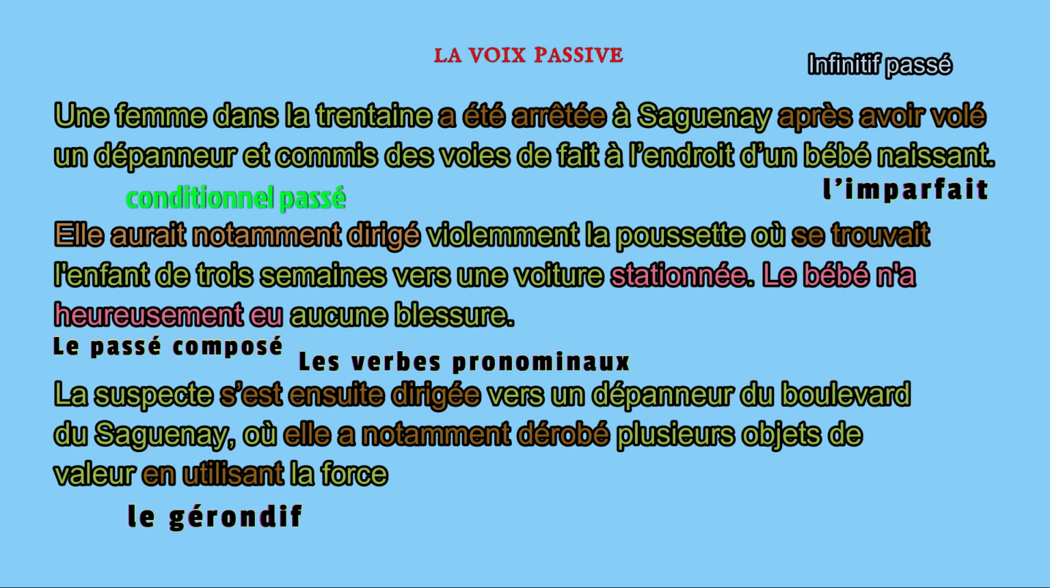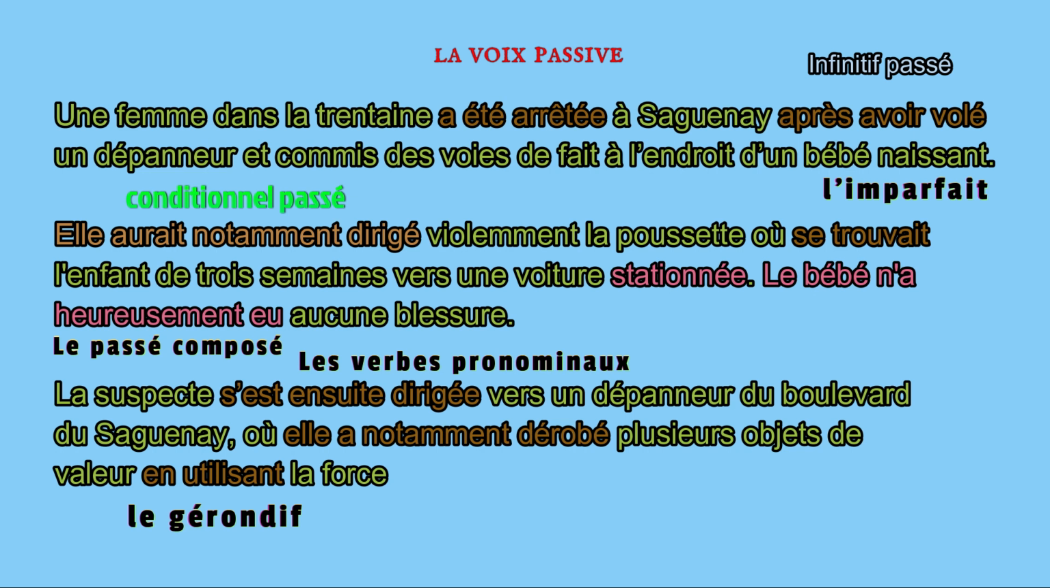So, what does it mean in English? A woman in her 30s was arrested in Saguenay after stealing from a convenience store and assaulting a newborn baby. In particular, she would have violently directed the stroller where the 3-week-old was toward a parked car. The baby fortunately had no injuries. The suspect then went to a convenience store on the Boulevard du Saguenay where she notably stole several objects of value using force.